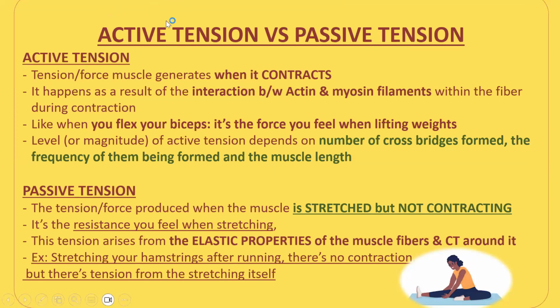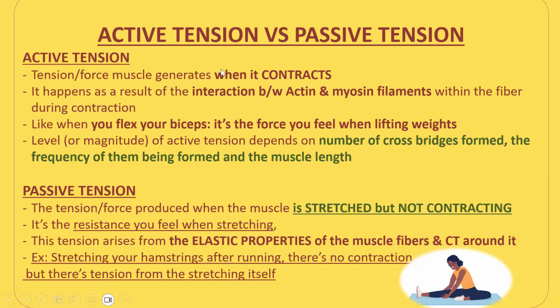Now, the second set of definitions that we need to know is active tension and passive tension. Active tension is generated when the muscle contracts. Physiologically speaking, there is binding between actin and myosin. There is cross bridging happening. There is active force happening, and tension is a type of force. So active tension and active force are the same thing. Similarly, passive tension and passive force are the same thing, because tension is a type of force.